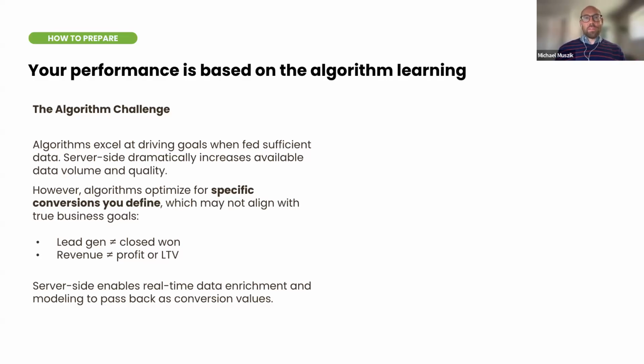So if you essentially tell Google to optimize to form fills, for example, you'll find people who love filling out forms, but not necessarily people who convert into customers. And if you optimize for revenue, it might prioritize large orders and not necessarily high lifetime value customers. So again, it's not flawed, but it's doing exactly what it should do. The limitation sometimes might be the signal.